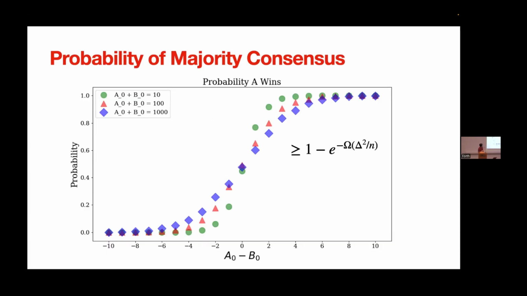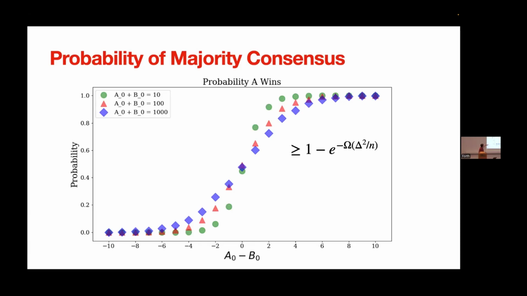So that's the probability of majority consensus. Specifically here is the probability of species A winning, meaning being the only species that's left. This is the probability on the y-axis. On the x-axis, it's the initial delta, so A0 minus B0. But what you can see is that if A is equal to B, so if the difference is 0, then you have 50%. It's just because of symmetry. We assume that both of them have the same birth rate.